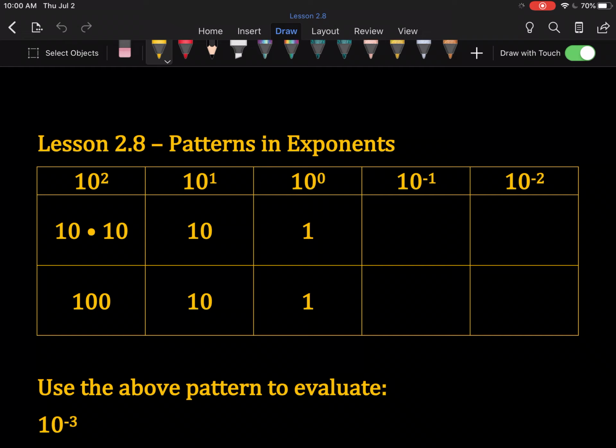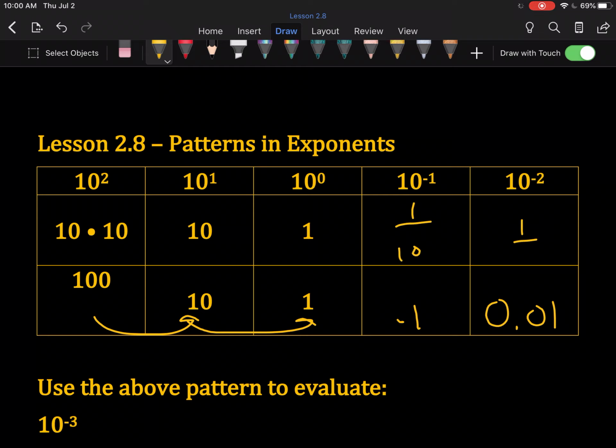And the idea here is as I move across this bottom row, you can see we're dividing by 10. So when I take 1 and divide it by 10, I get 0.1. And when I take 0.1 and divide by 10, I get 0.01. And those numbers are 1/10 and 1/100th respectively.